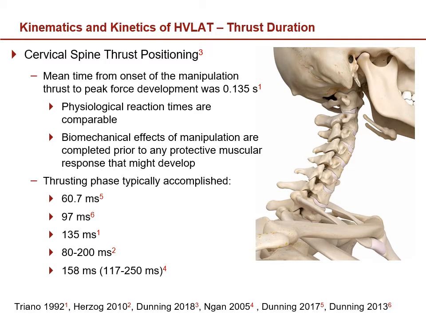And there's been a range described as far as how quickly these thrusts are being applied, and the duration of the thrust, I should say. So everything from 60 milliseconds all the way up to the upper bound would be about 200. You do have that upper range of 250 milliseconds, but the mean duration within that time frame was 158 milliseconds. And again, that 135 is about the amount of time. It may be different from one individual to the next, one patient to the next, as far as how quickly you'll get that more reactive protective muscle response.